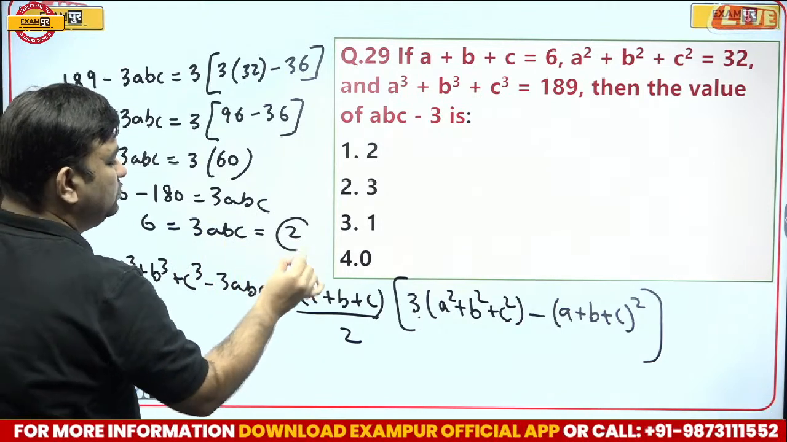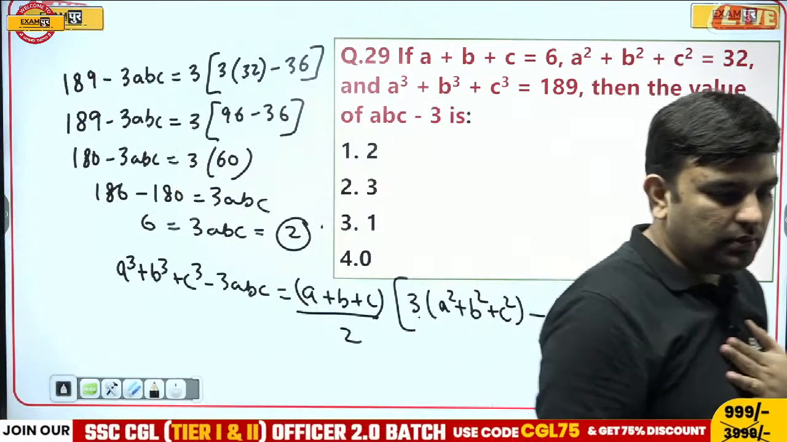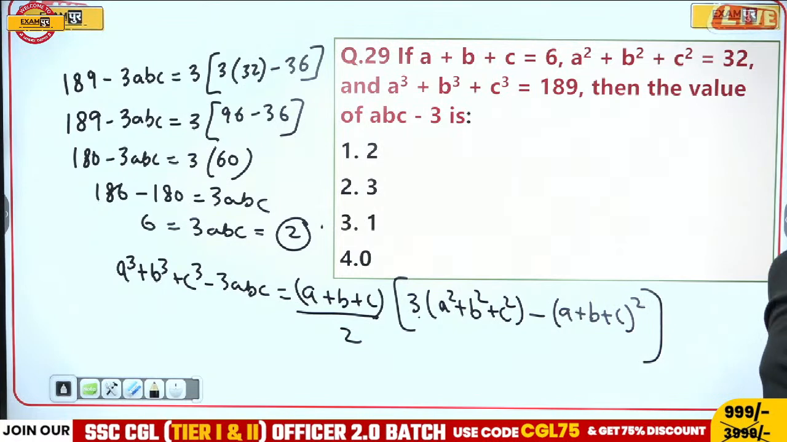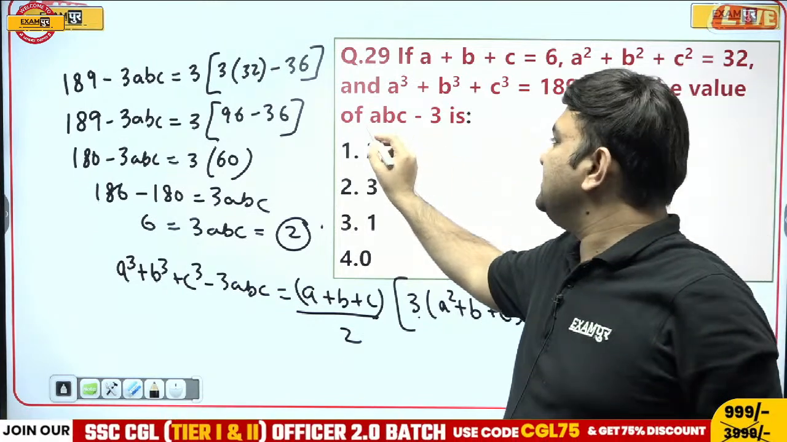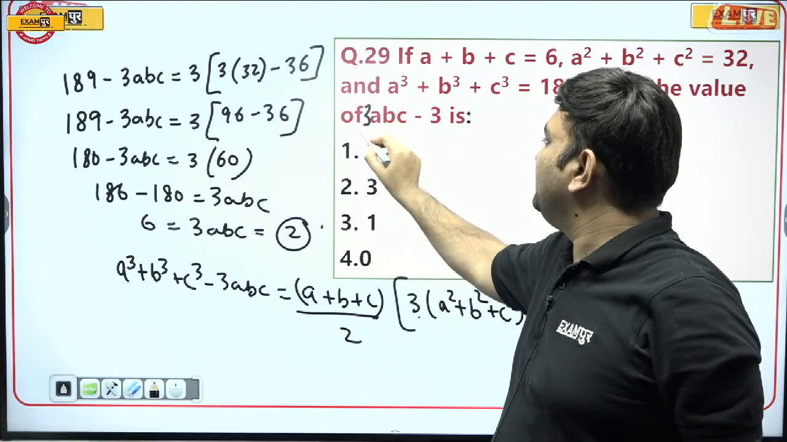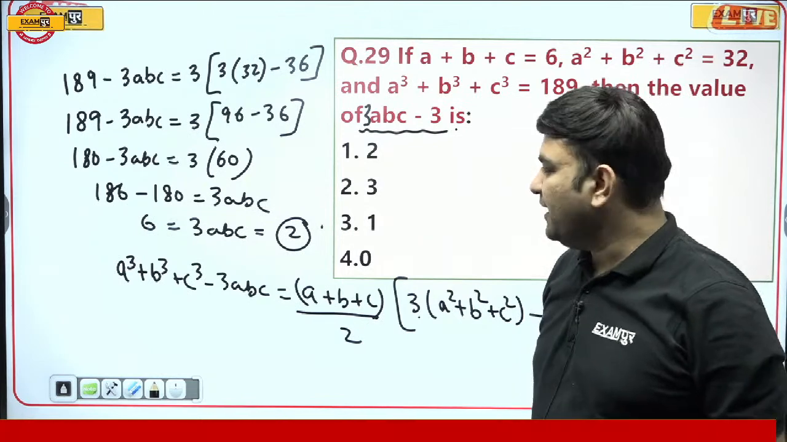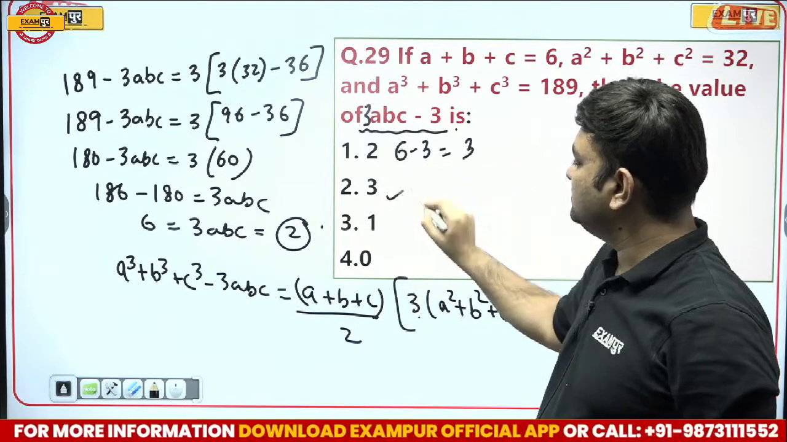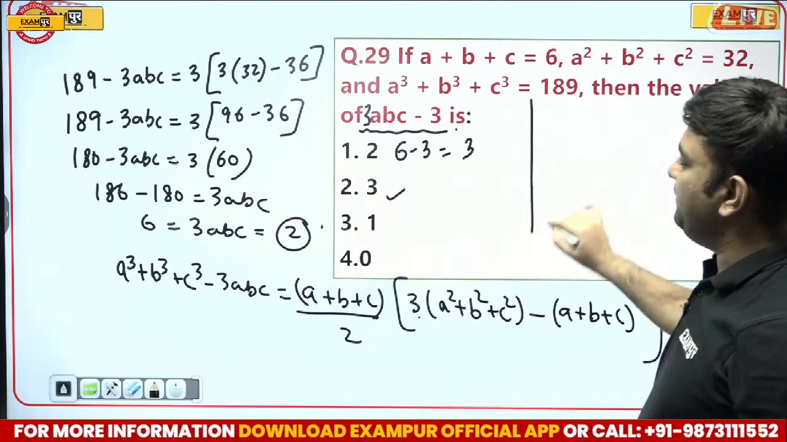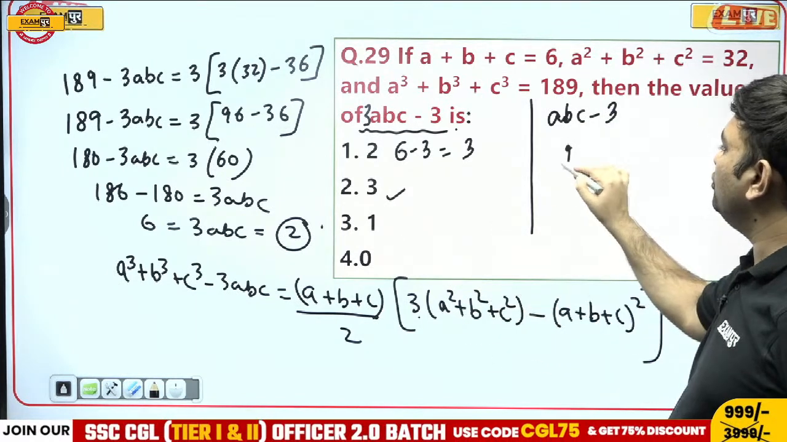ABC is coming 2. What is yours coming? Minus 1 can be the answer, na? Based on this data, either the question would be 3ABC minus 3. So for 3ABC, it is 6 minus 3, 3 can be the answer. But if they are asking ABC minus 3, then ABC is coming 2, 2 minus 3, minus 1.